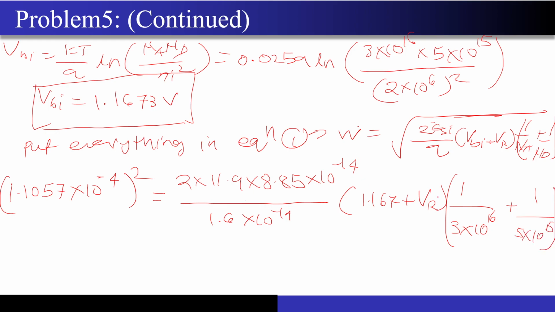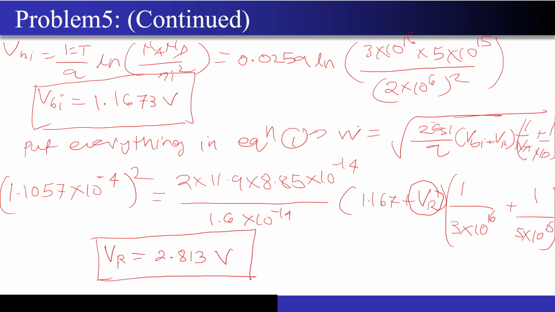The only thing unknown in this equation is this VR. So if you substitute all the terms, this VR you will be able to find out to be around 2.813 volts. I hope the question was clear.